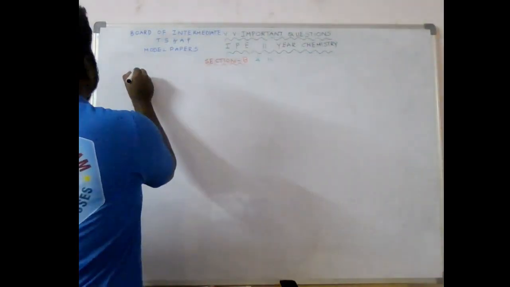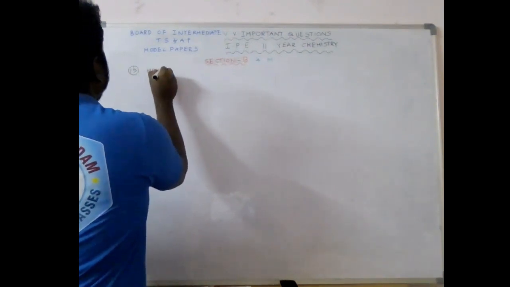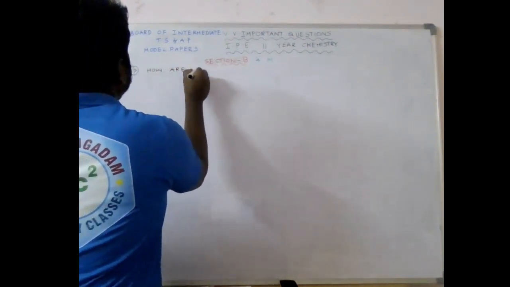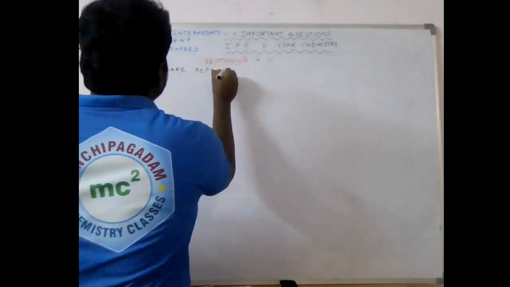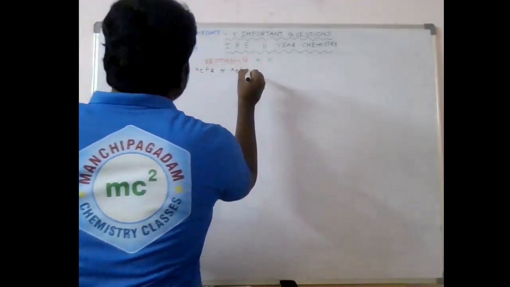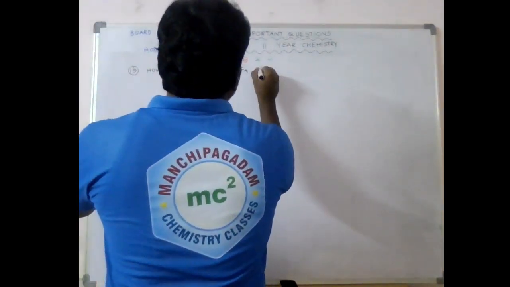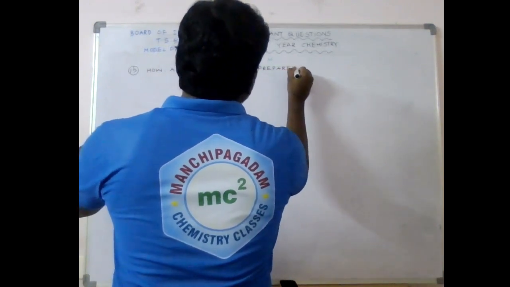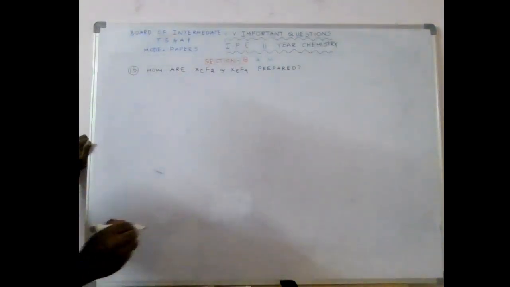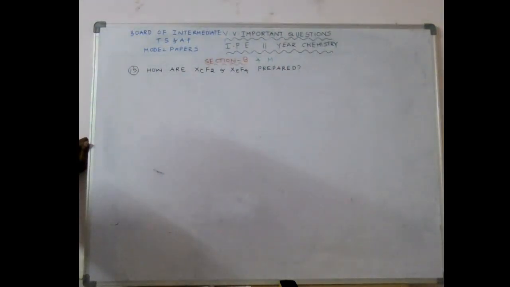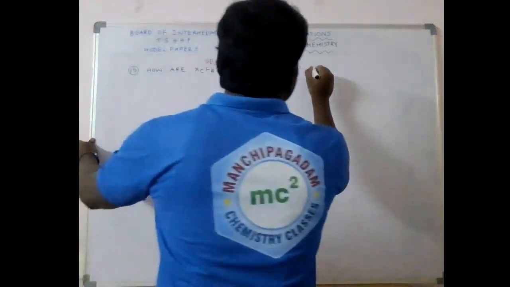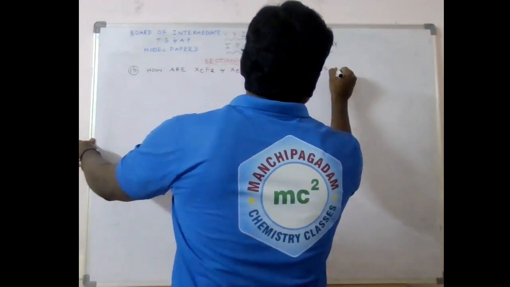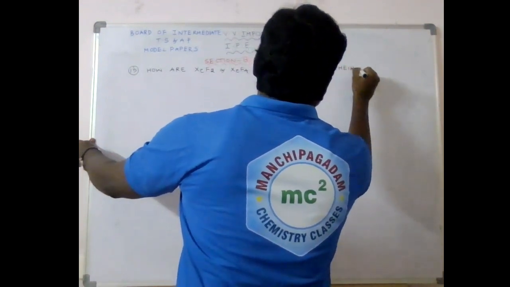How are XeF2, xenon difluoride, and XeF4, xenon tetrafluoride, prepared? This is half of the question. If you write the preparation method of each one, you will get 1 mark, 2 marks. Then he continues the question: give their structures. You have to draw their structures also.